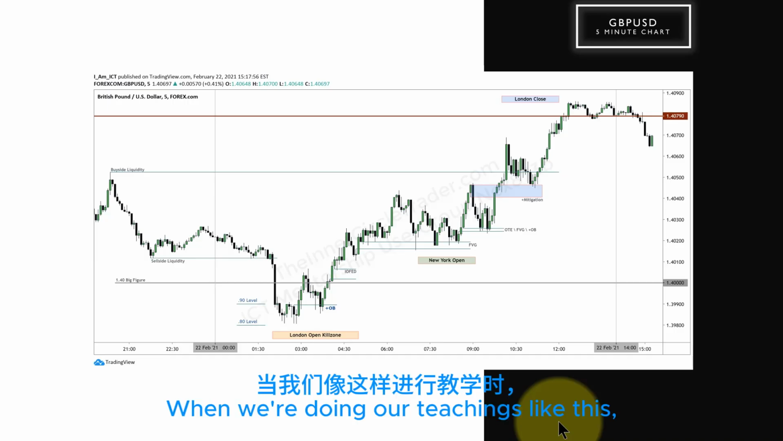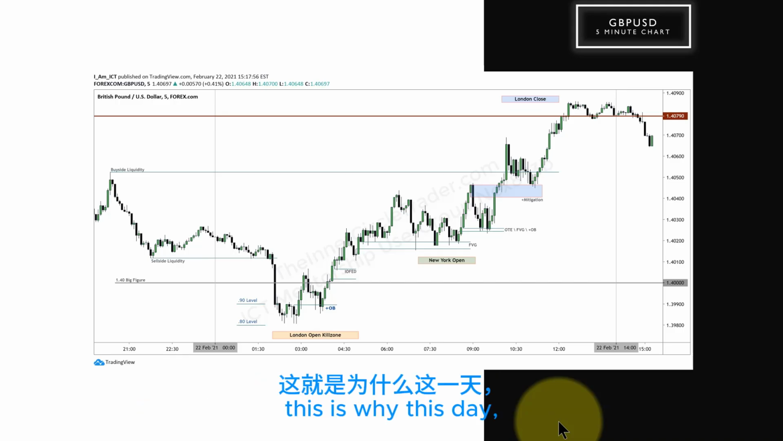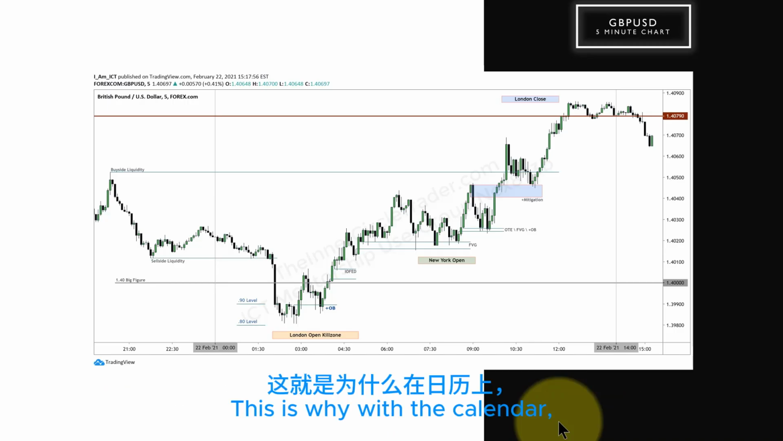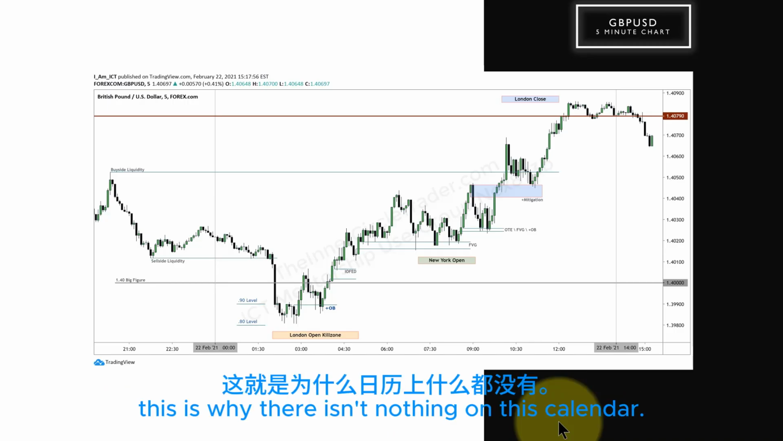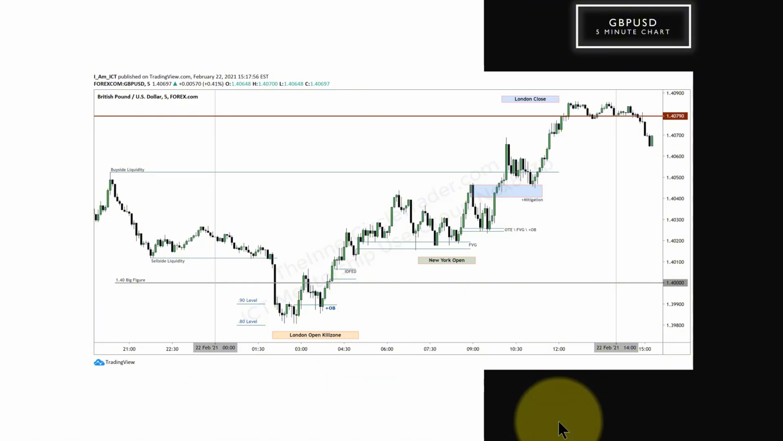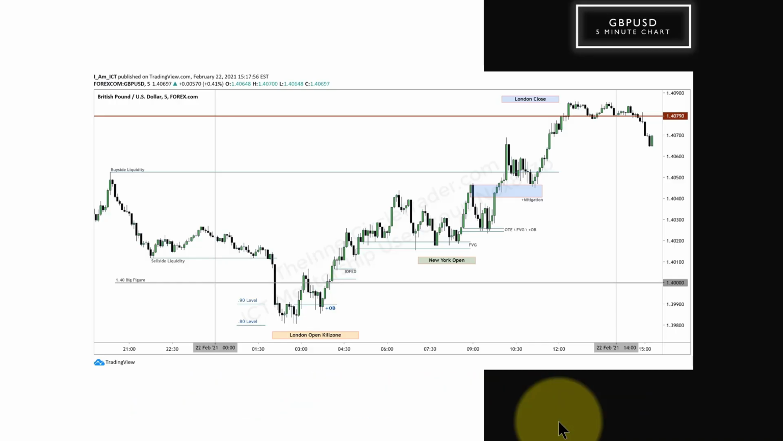When we're doing our teachings like this, I'm going to literally take you in there and say, this is why this day, this kill zone was the optimal trade that you'd be waiting for. This is why with the calendar. This is why there isn't anything on this calendar, and this is why it still would have been the day to choose to trade. I'm going to teach that. I've not taught that in any one particular month. It's been spread out, sprinkled here, sprinkled there. That's mentorship.